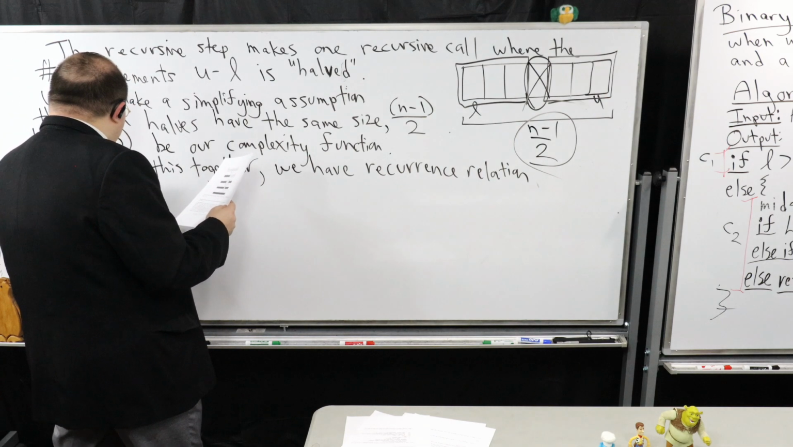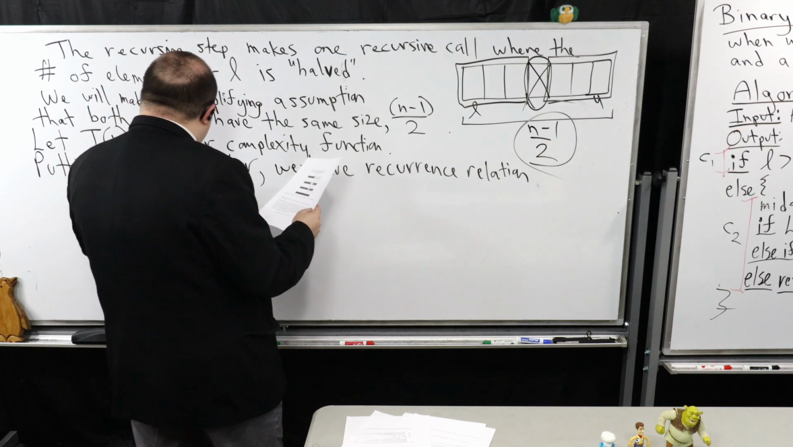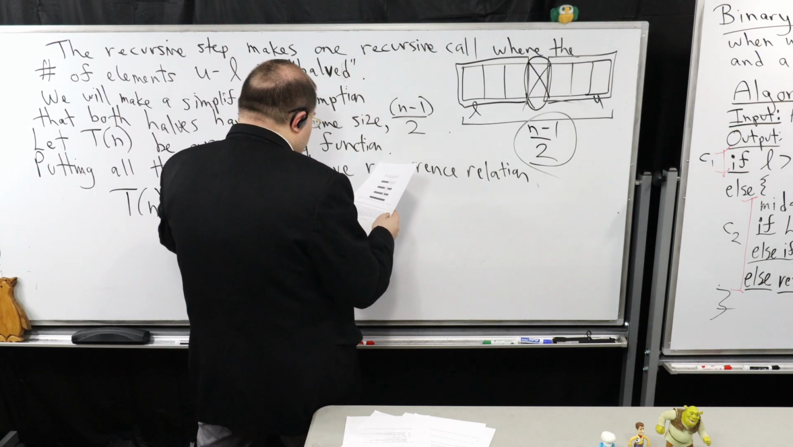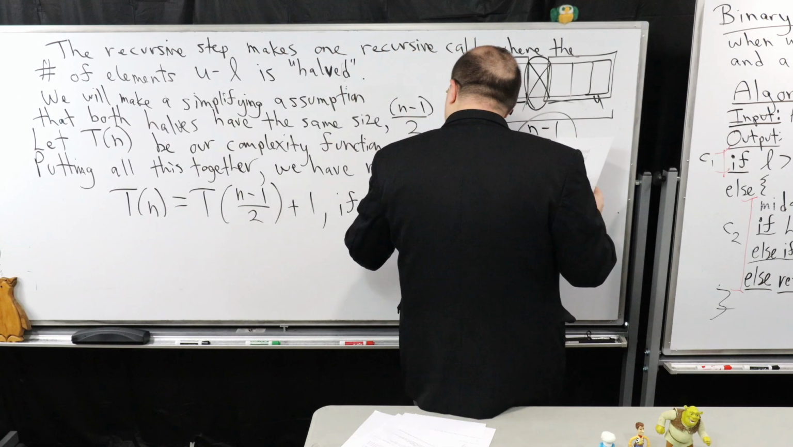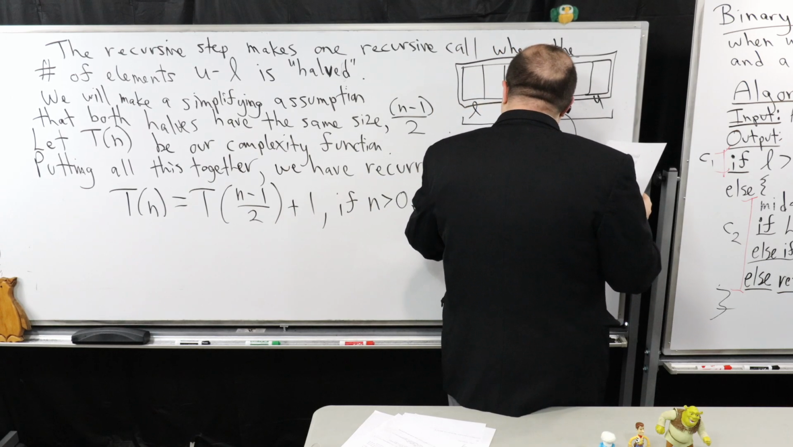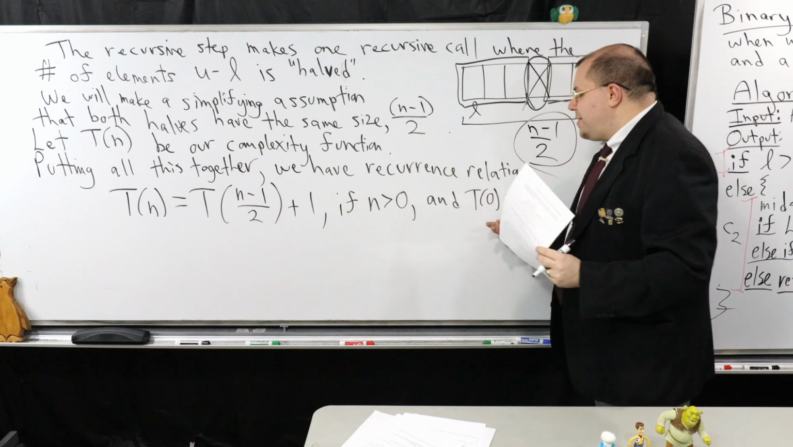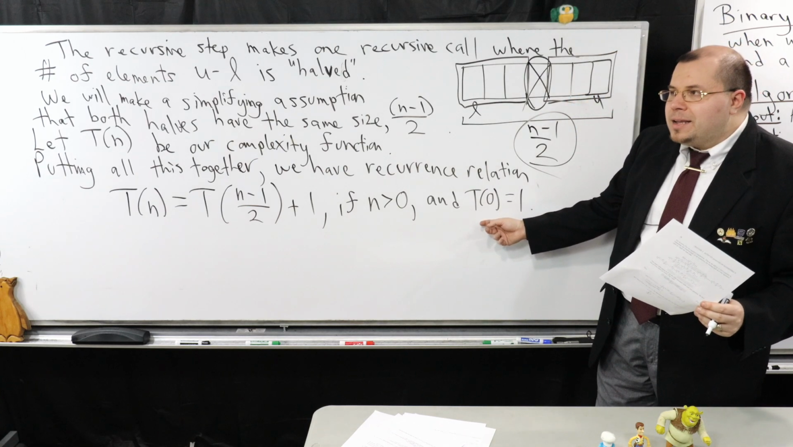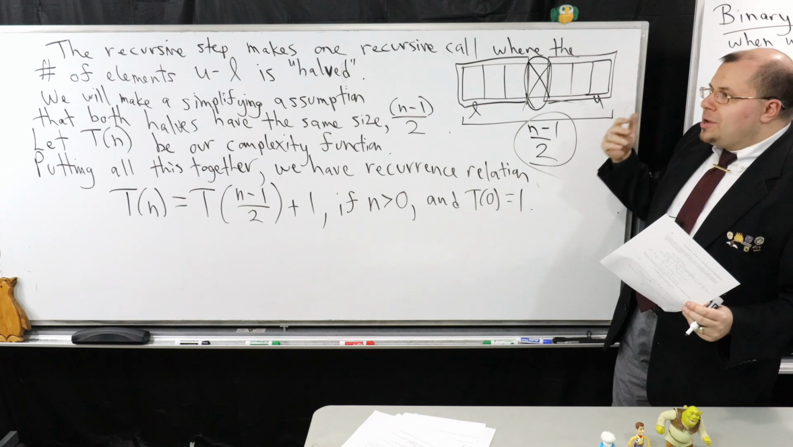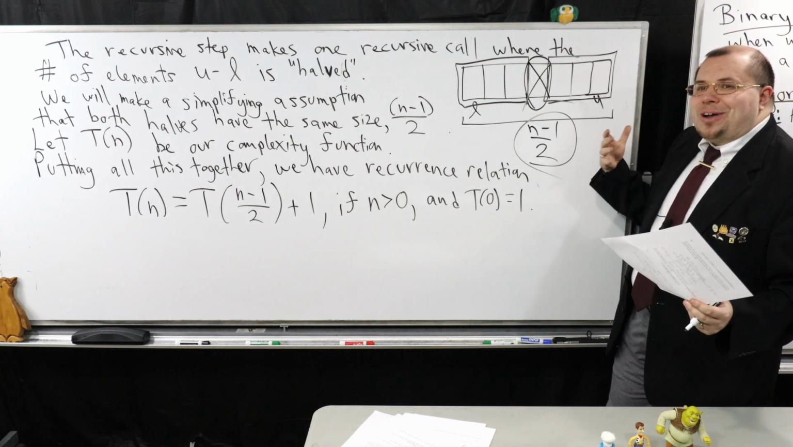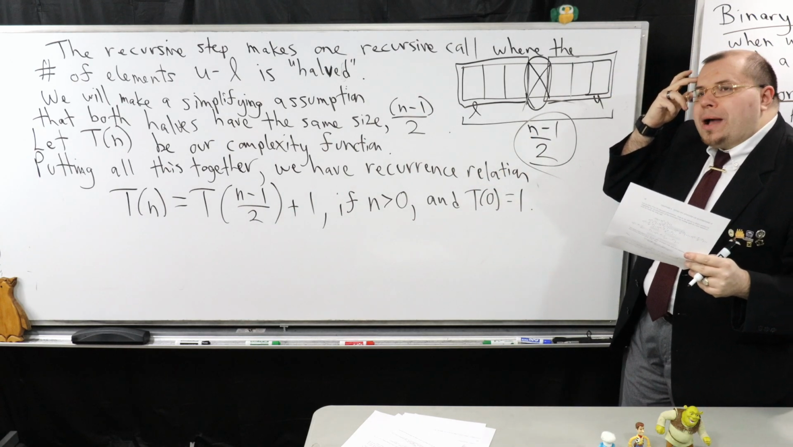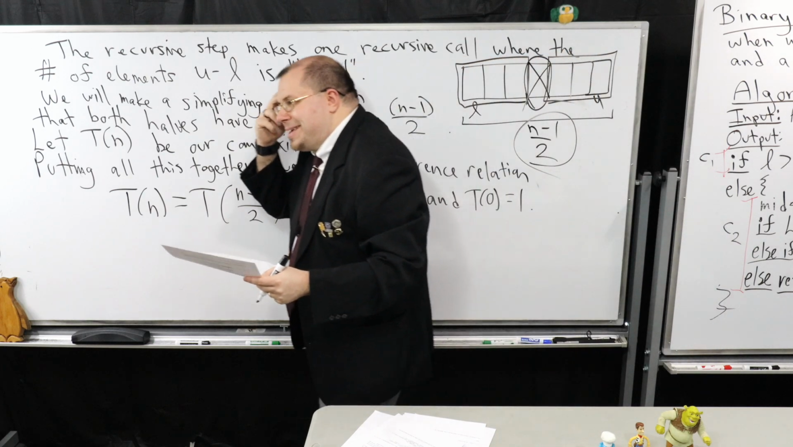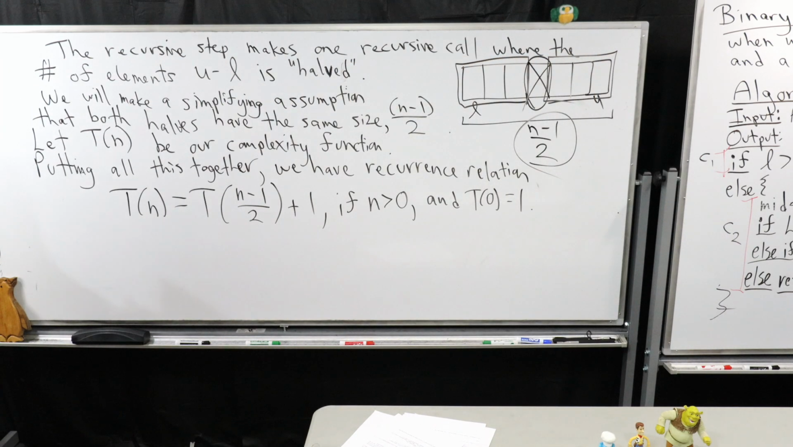So it would be t of n is equal to t of n minus 1 over 2 plus 1 if n is greater than 0. And t of 0 is going to be equal to 1. Now you might ask, why do we have t of 0 and why isn't this t of 1? If you look at the algorithm, when do we stop? It's when the intervals, L and U, cross over. But what does that mean? There are no elements to examine anymore. That's when this algorithm will return -1 for a recursive call. So that's why we have t of 0 is 1.